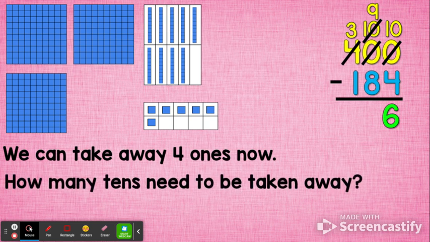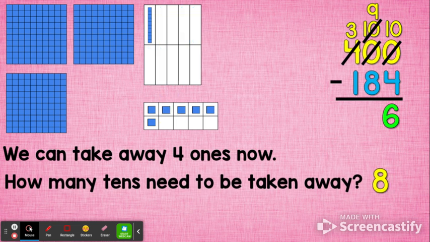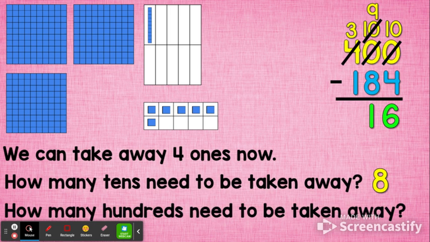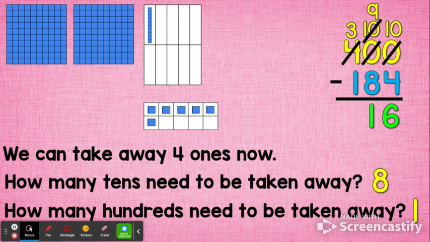How many tens do we need to be taken away? Well, I'm looking at the tens, and I know that I need to take 8 away. That leaves me with 1. How many hundreds need to be taken away? Just 1. That leaves me with 200 left. So 400 minus 184 is equal to 216.